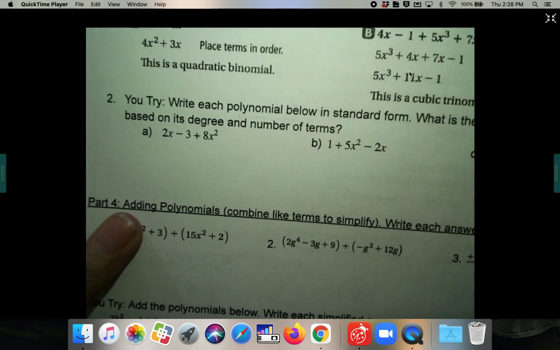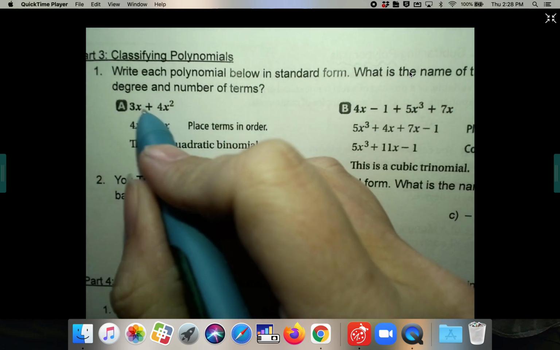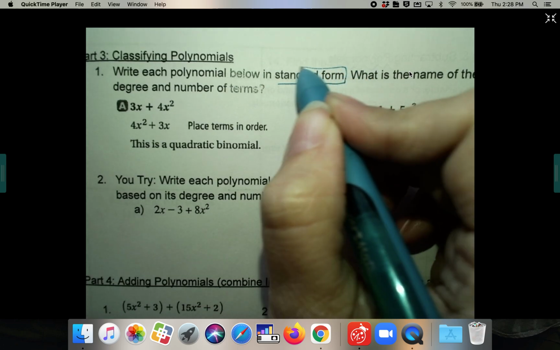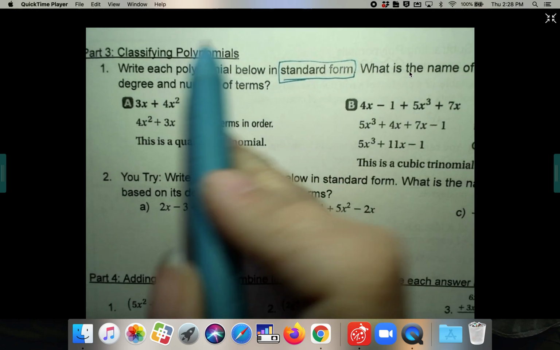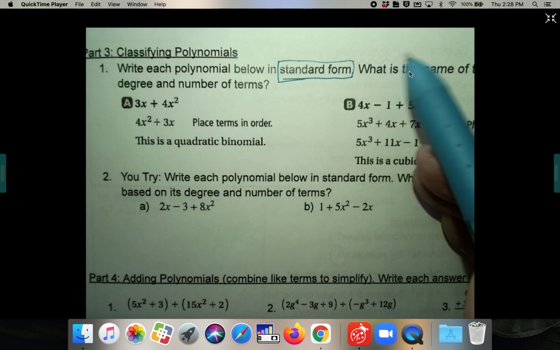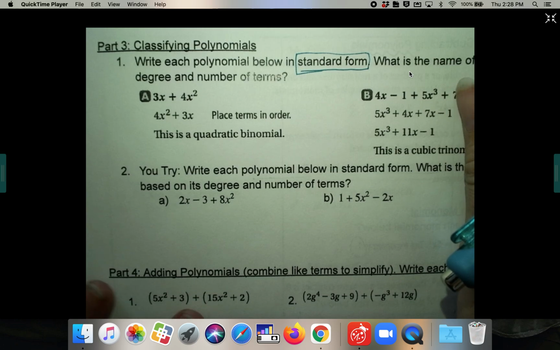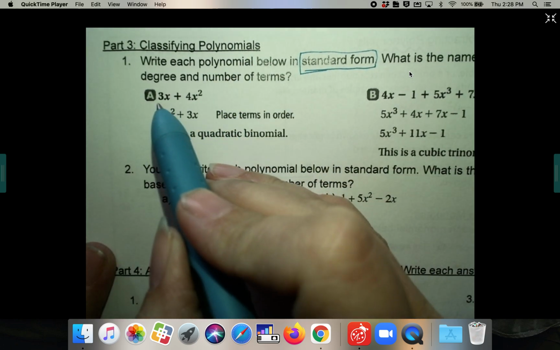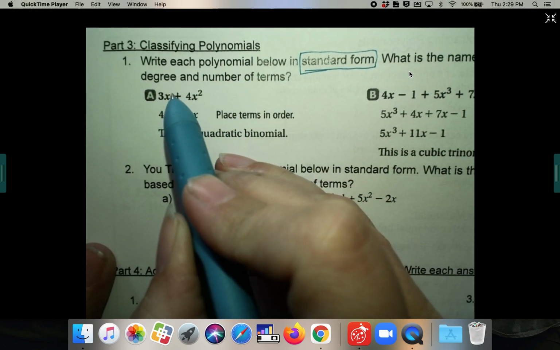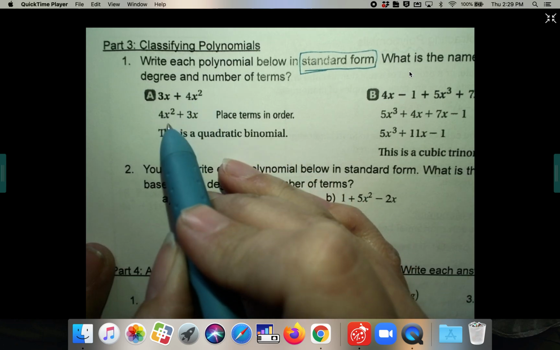So, we're first going to talk about putting these terms in standard form. Standard form means the biggest exponent comes first, and then the next biggest, and then the next biggest, and then finally the constant, if there is one, would come last. It has lower priority. So right here, we have a 1 on this exponent, and we have a 2 on this one. So since 2 is bigger, this term should actually go first.